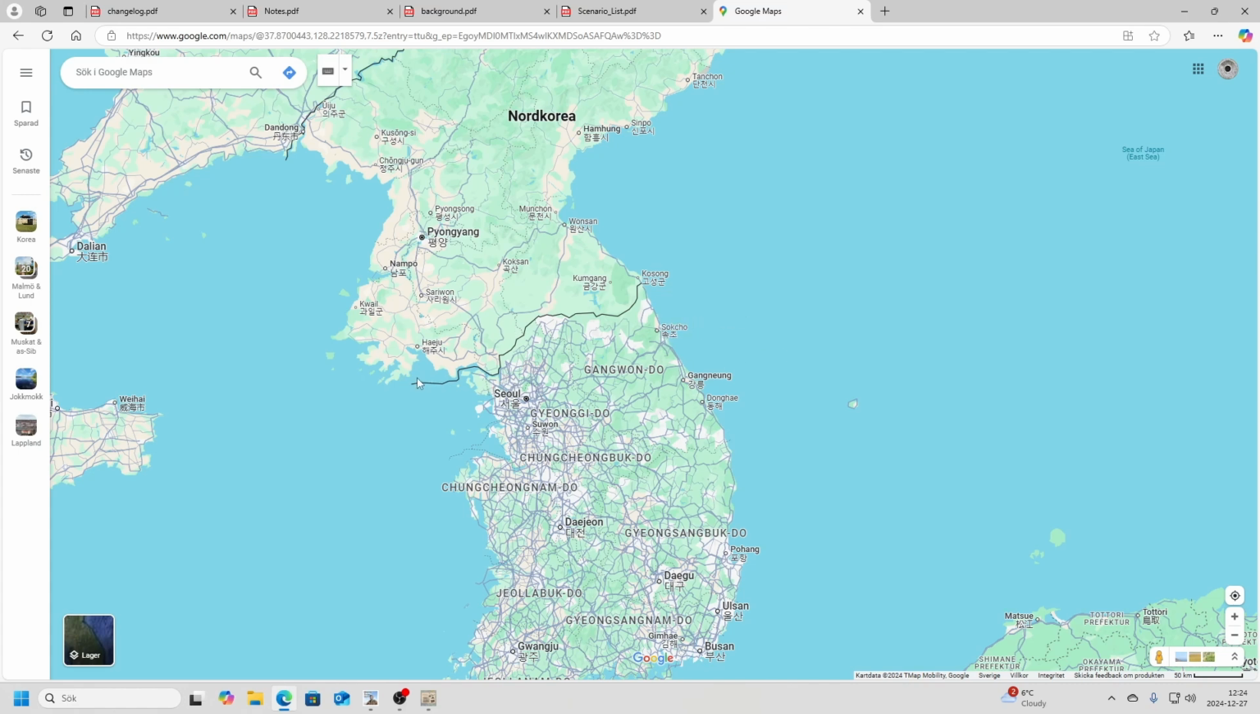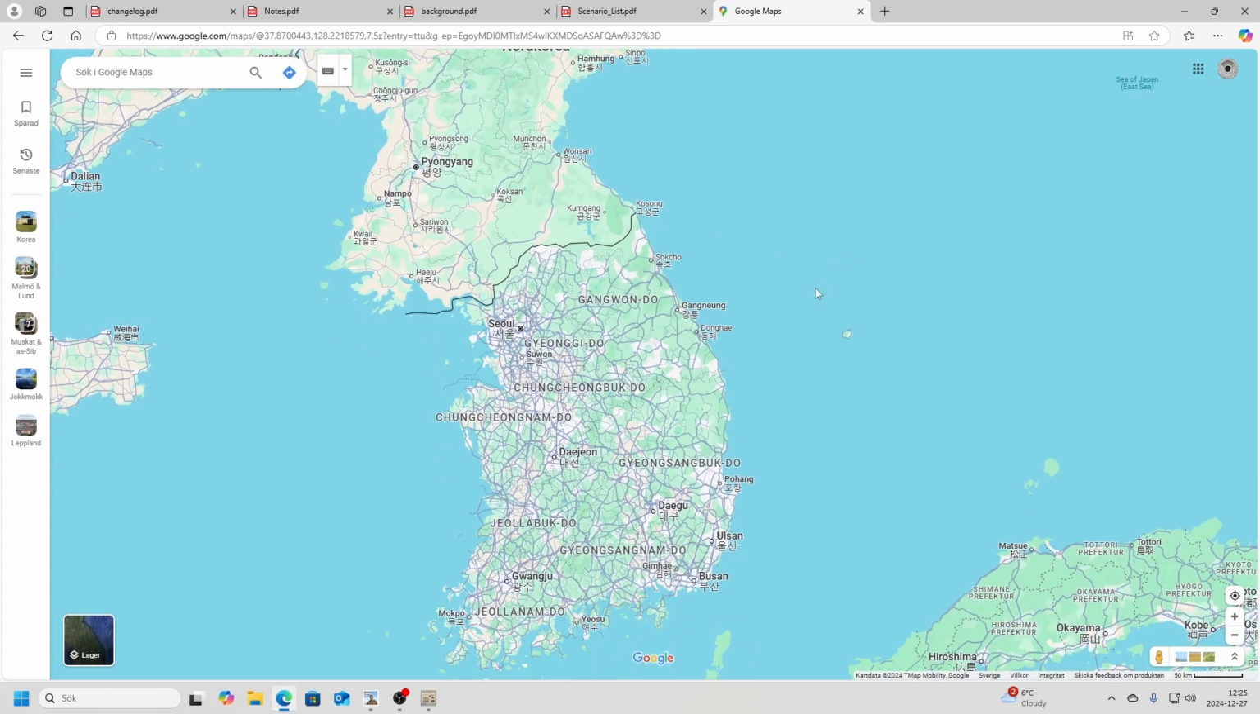So as you can see, the line we got today is actually what we had after the Korean War. This is what it turned out to look like after the 3-year conflict there.